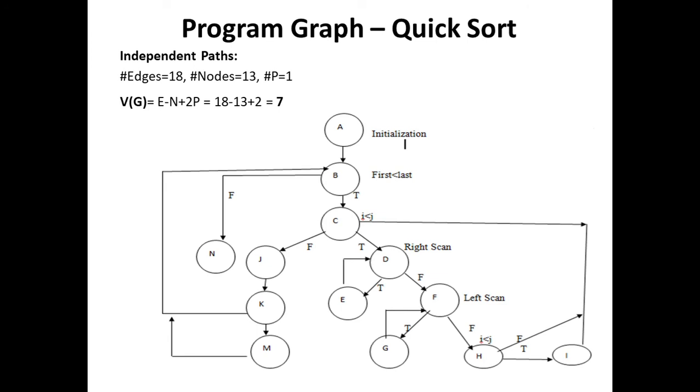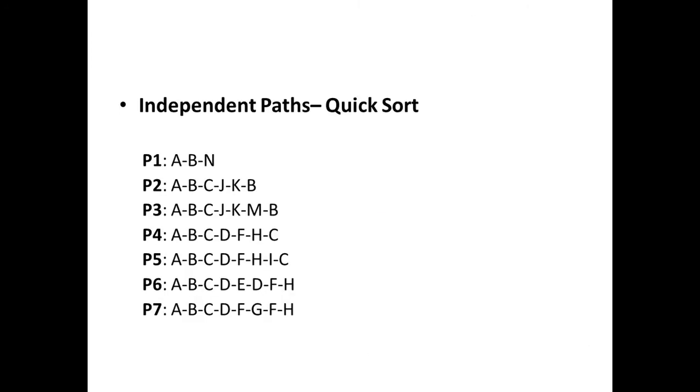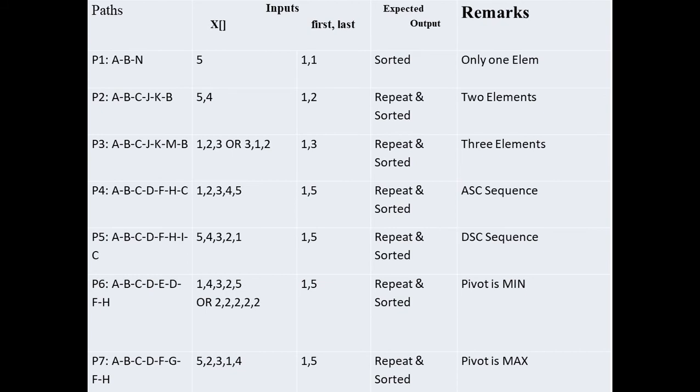So with respect to all possible ways of the statement flow or the data flow in the program, we need to write the independent paths. So total there are seven independent paths. These are the seven independent paths from the program graph which is shown in the previous slide. Now using these paths, we need to write the test cases. Similar to the binary search program, we need to write down the paths. So there are seven paths, and what is the input, what is the expected output.